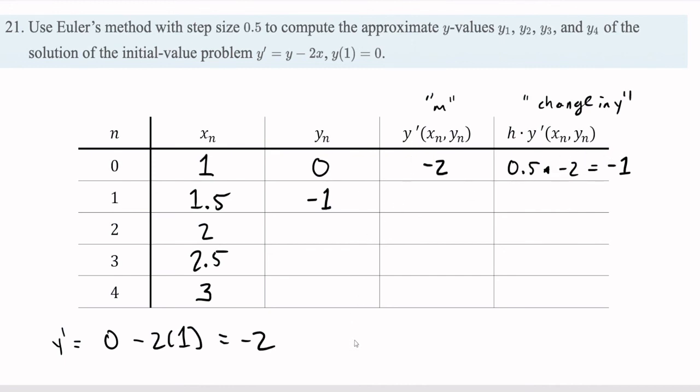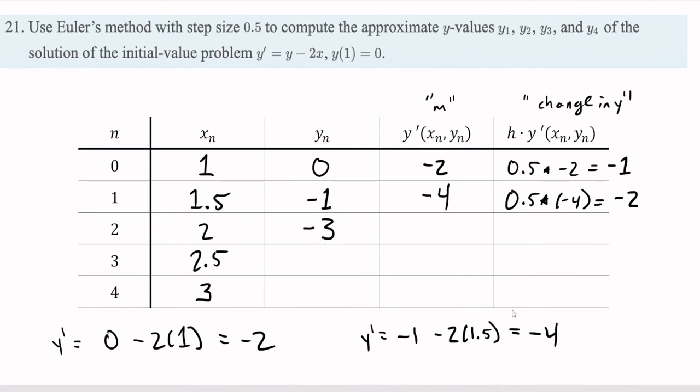Okay, let's do the derivative again. So it's y prime equals y minus 2 times x. Okay, so we do this. This would be negative 3, negative 1 is negative 4. All right, and then I do my step size times this little slope. So that's 0.5 times negative 4 gives me negative 2. So what's it saying now? Take a step of 0.5. You were here previously. Go down to negative 3. There you go.